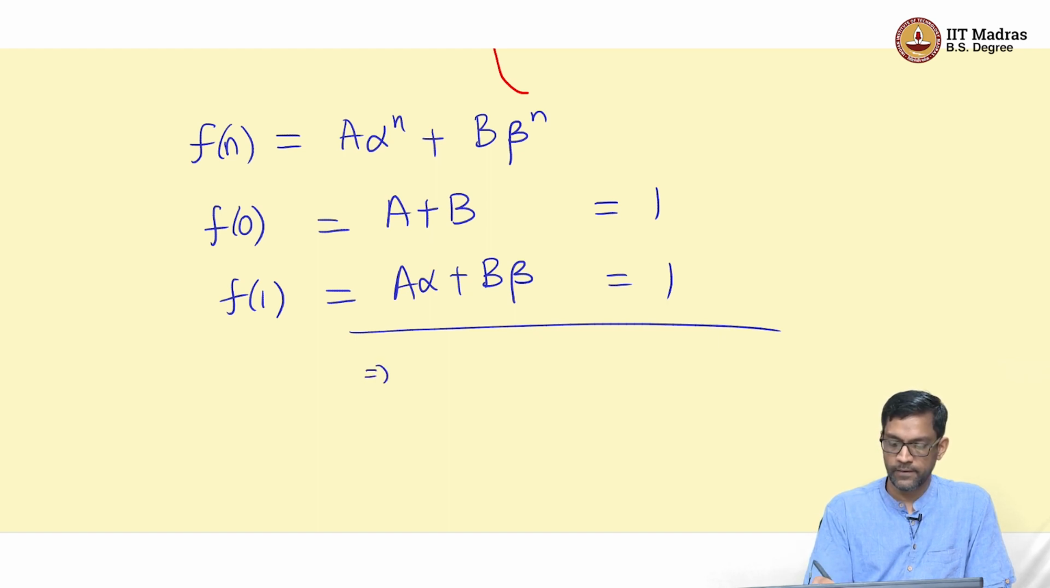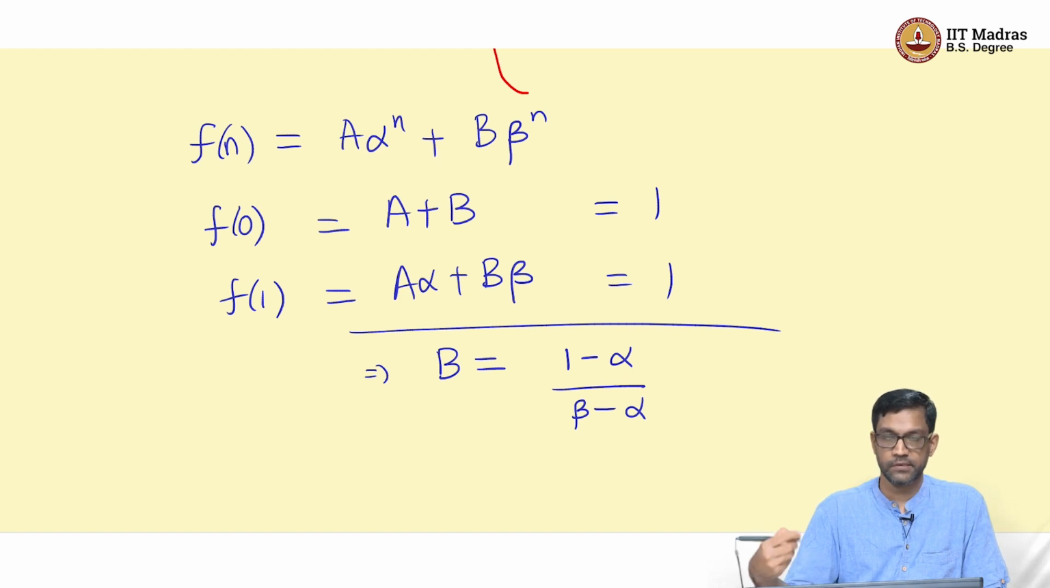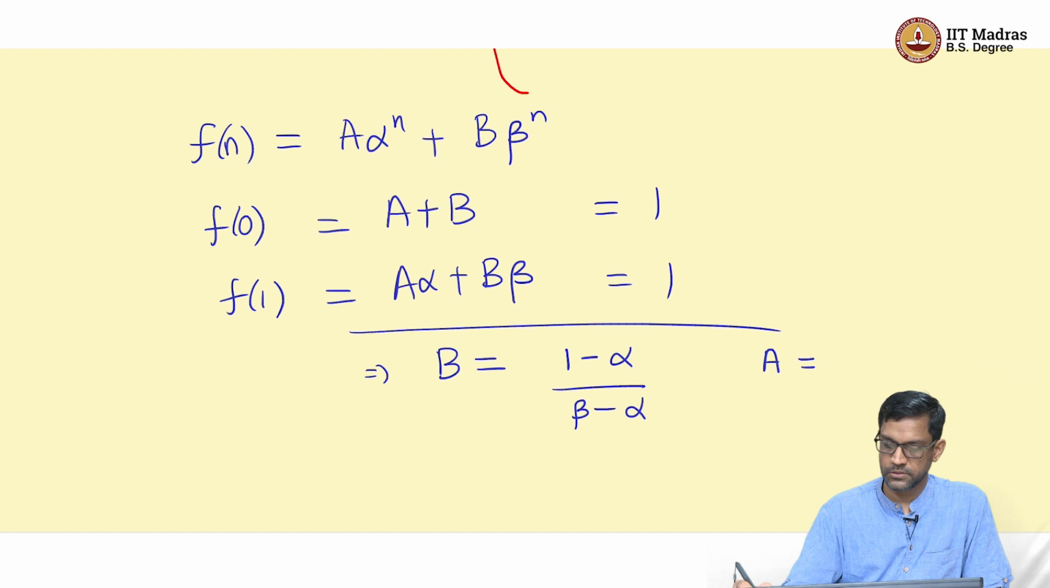If you multiply the first equation by alpha and subtract, that will give us b rather than a. So, let us find b first. So, b would just be (1 minus alpha) over (beta minus alpha). I just multiplied the first equation by alpha and subtracted the first equation from the second. Likewise, I can multiply the first equation by beta and subtract. When I do that, I get (1 minus beta) over (alpha minus beta).